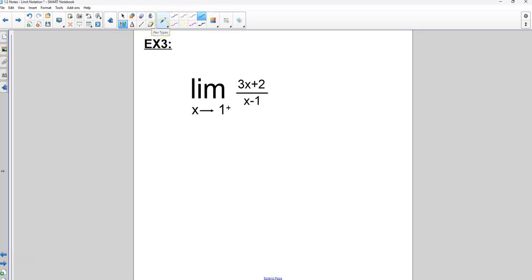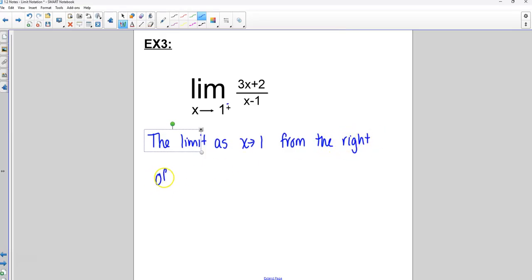For this one, what do you see that looks different? We got this little positive right here. That tells us from the right. So this one would be the limit as x approaches 1 from the right of 3x plus 2 over x minus 1. And again, that little positive right there tells us we're only looking at the right side.